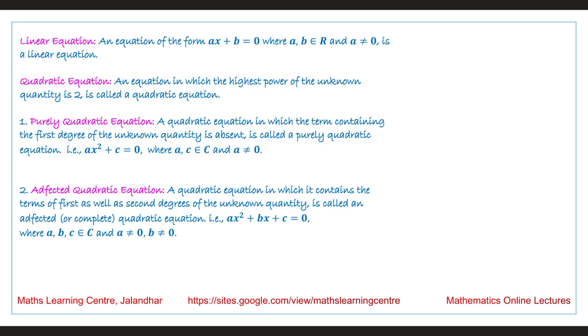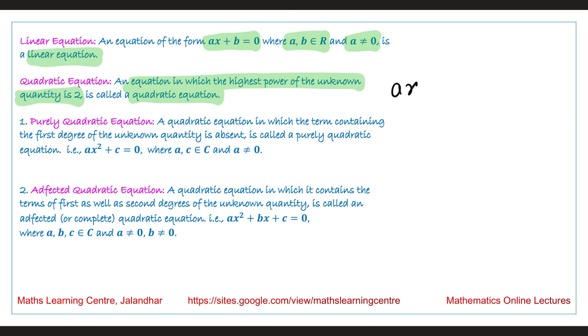Next we have some terms which you already know. First is a linear equation. We are saying a linear equation is an equation of the form ax plus b is equal to 0, where a and b are real numbers and a is not equal to 0. Then we are talking about the quadratic equation. An equation in which the highest power of the unknown quantity is 2 is called a quadratic equation.